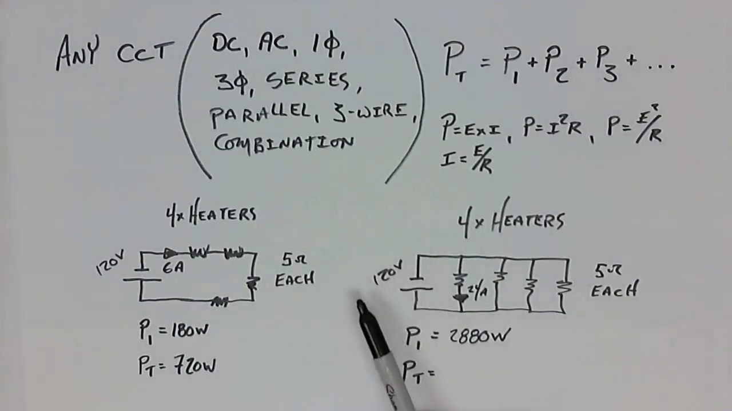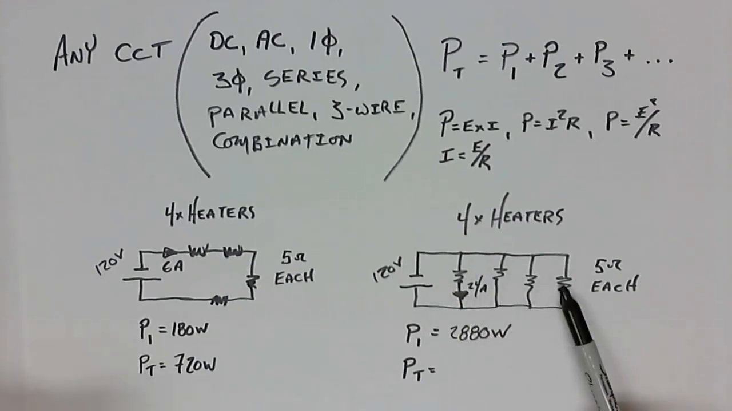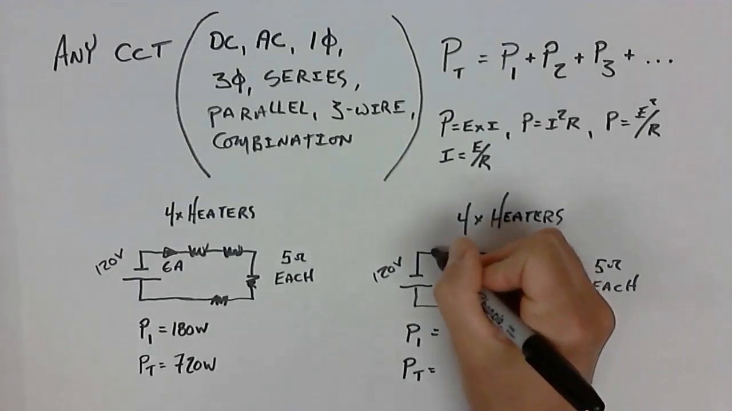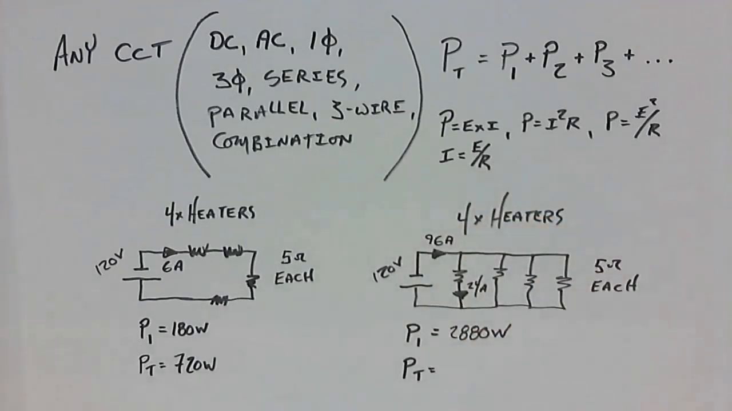What about the total power then consumed by the entire circuit? The total power is going to be equivalent to the 2880 times 1, 2, 3, 4. Or what we could do is 120 times total current. What would the total current be here? Well, total current should be the sum of all of these currents. So that would be 24 times 4, 96 amps would be the total current. So it's up to you, 120 times 96 or 2880 times 4. They'll both render the same answer.